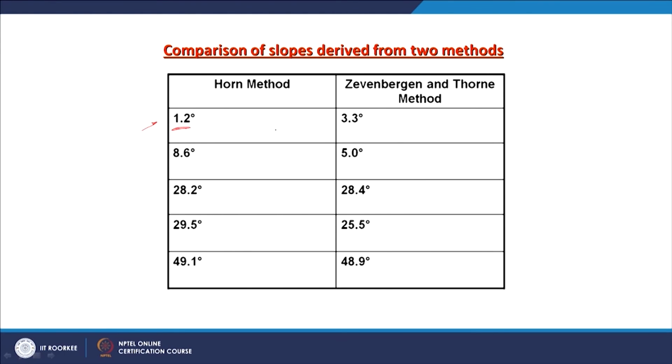Here we are getting 1.2 degree, here we are getting 3.3 degree. So it is more than double. Again here 8.6 degree, it is giving 5 degree. So as you go towards higher degree, you may get a different thing. Now here it is almost the same, 29 degree it is giving the lower value, 49 degree is quite close to that one. So that means spatially it is varying when we compare two slopes based on two different methods, Horn and Jaberger and Thorne method.